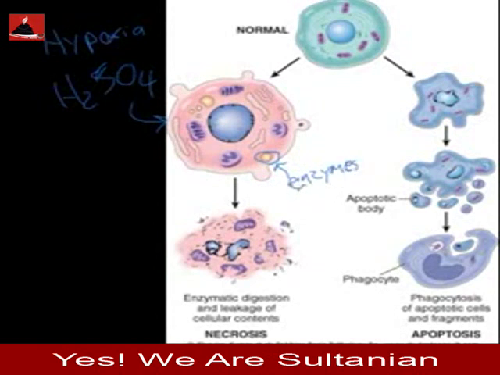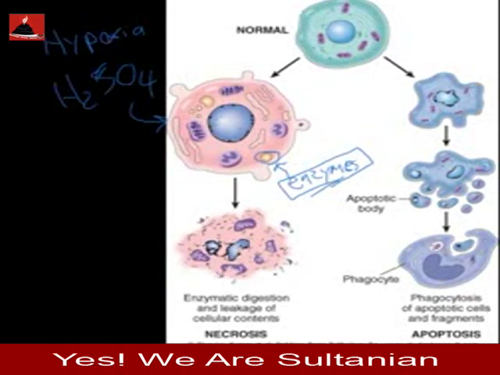Enzymes are just a specific type of molecule that helps speed up a reaction. If you don't understand what an enzyme is, I can make a video on that, or you could just Google it and see if you can learn a little bit more about enzymes. But enzymes help break down or speed up reactions. And in the case of lysosomes, they have enzymes that degrade contents.